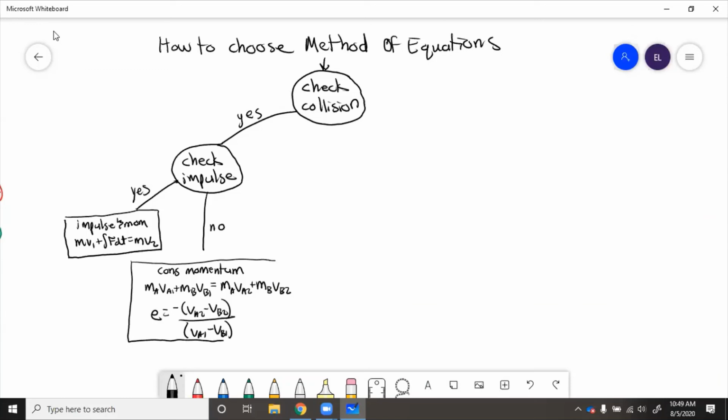And e has several different values. e can be 0, 1, or something in between. So if e equals 1, energy is conserved. This is elastic collision. e equals 0, the objects stick. That is a plastic collision. And if e is anything in between, they rebound, but it's not great. Some energy is still lost. That's inelastic.